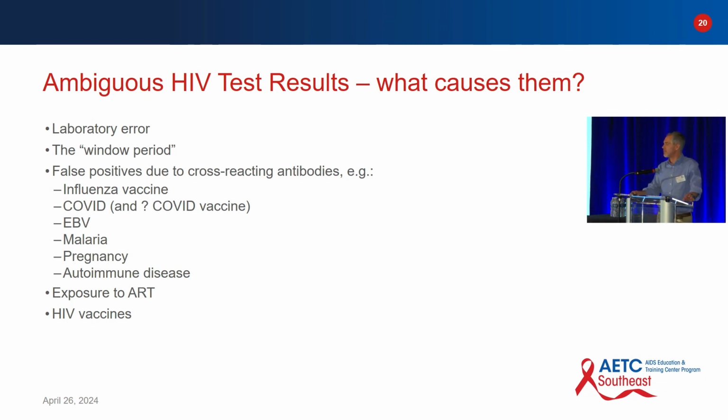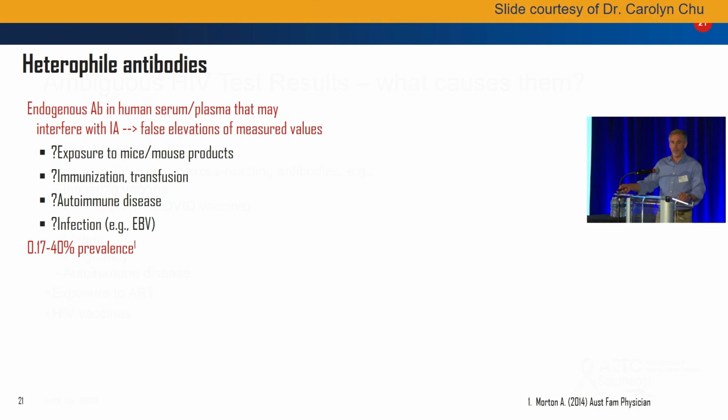And these highly cross-reactive heterophile antibodies are endogenous antibodies present in human plasma that are produced in response to a variety of different triggers, right? Those triggers can include things like vaccines, including the influenza vaccine and potentially the COVID vaccine. They can include recent illnesses such as EBV, COVID illness, and malaria. And there are also other conditions that can lead to the development of these broadly cross-reacting heterophile antibodies, including pregnancy and autoimmune disease.